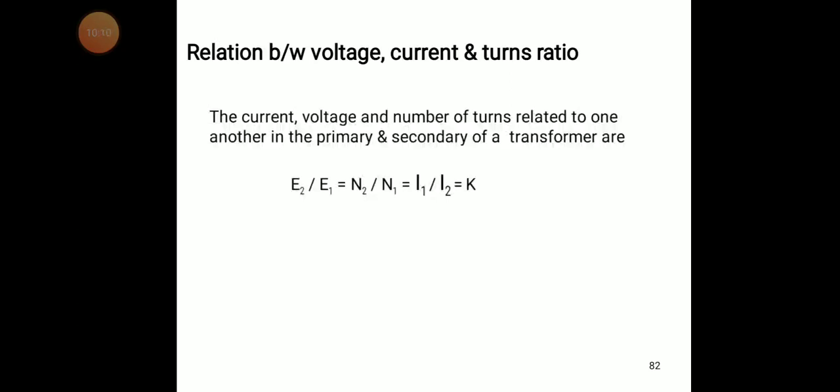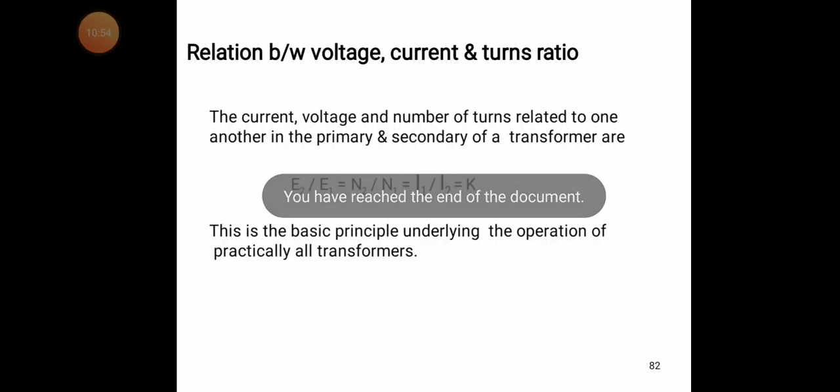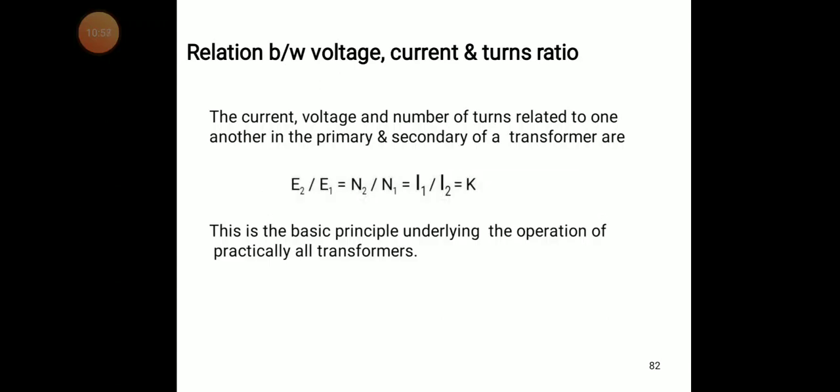Already we have three formulas. The current, voltage and number of turns related to one another in the primary and secondary of a transformer are E2 by E1 equals N2 by N1, that is equal to I1 by I2, that is equal to K. This is the basic principle underlying the operation of practically all transformers. So practical transformers utilize this: E2 by E1 equals N2 by N1 equals I1 by I2 equals K. So this gives the relation between voltage, current and turns ratio.